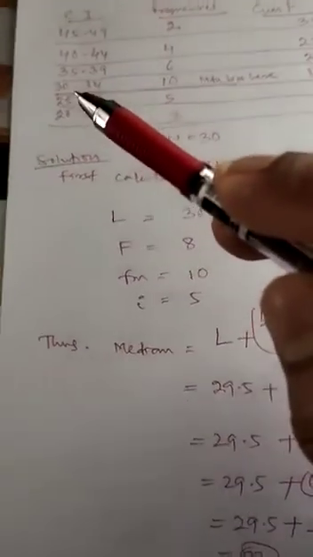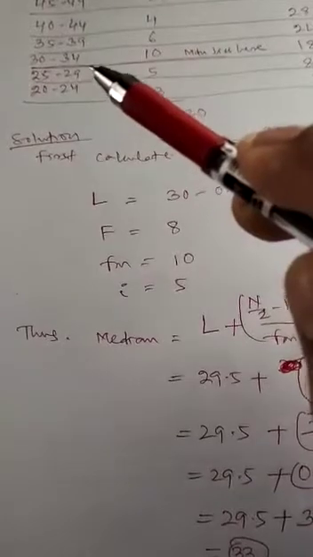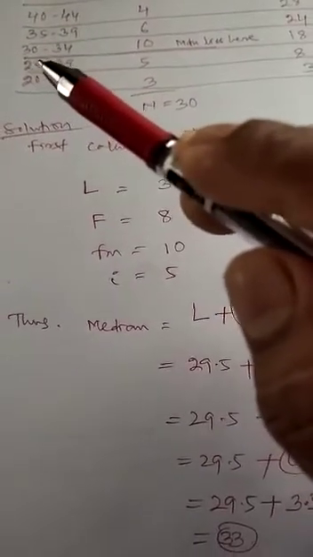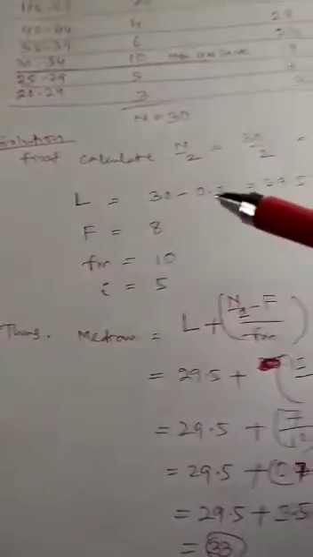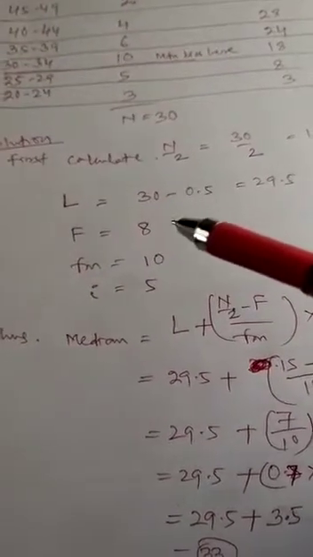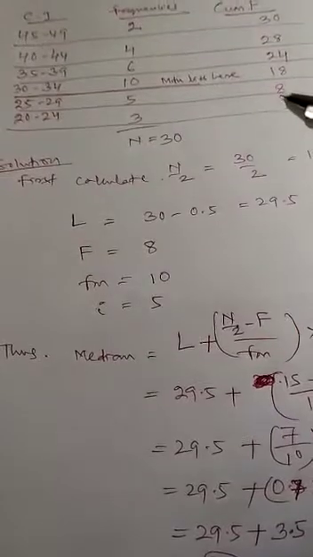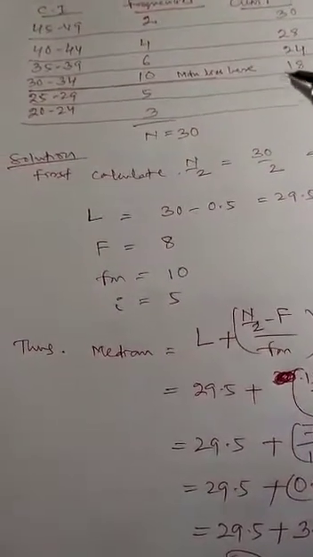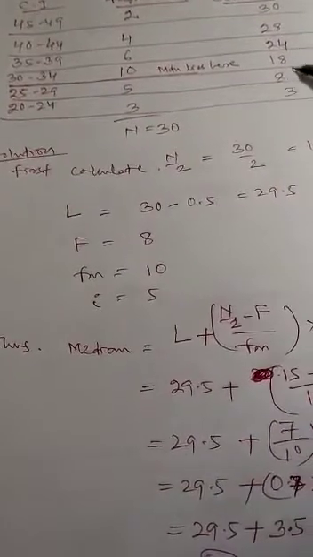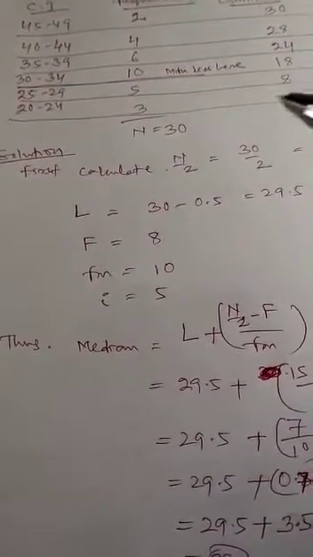Therefore we have to find the lower limit of the class interval, that is 30 to 34, and this lower limit will be 30 minus 0.5, which is 29.5. Here it is written. Then F means the cumulative frequency below the median, meaning the exact cumulative frequency just below where the median is. Which one? This one. Yes or no?